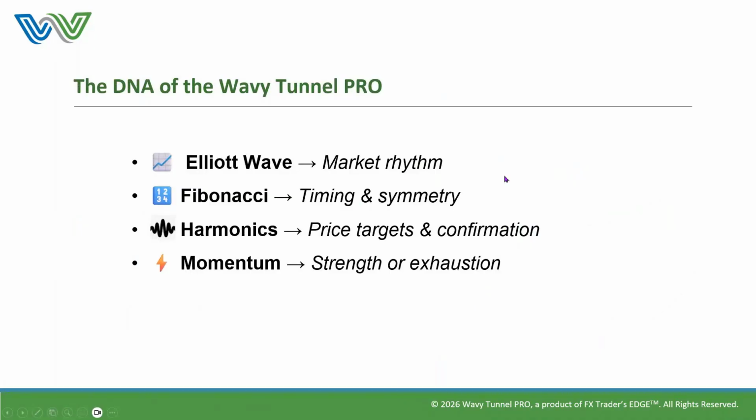The Wavy Tunnel Pro framework is built on the combination of several powerful market principles. First, the Elliott wave. This helps us understand the rhythm of the market cycle. I showed you the market map. And then everybody's familiar with Fibonacci. It helps us with the timing and symmetry within those waves. And harmonics. Harmonic relationships can help identify potential price targets. And momentum tells us whether this move has strength or is beginning to exhaust. So when these elements align, they create the setups we look for with the Wavy Tunnel Pro.